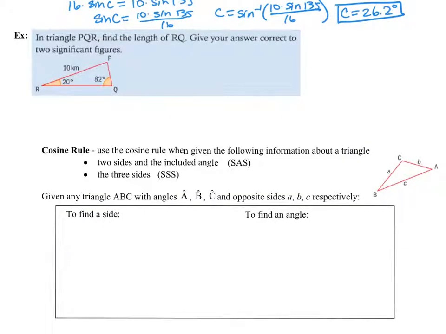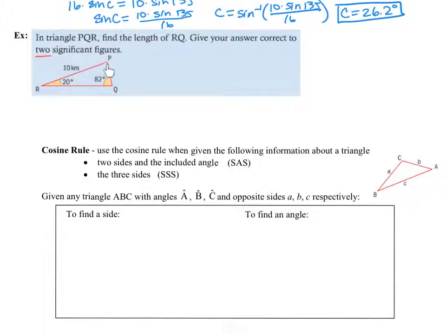Okay, then let's use the law of sines again to do this example. It says in triangle PQR, find the length of RQ. Give your answer correct to 2 significant figures. Let's underline that because that's not the usual case. We're going to just do 2 significant figures. So if we're trying to find RQ, that side is opposite angle P.